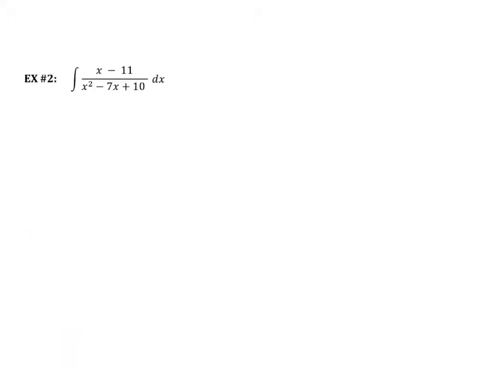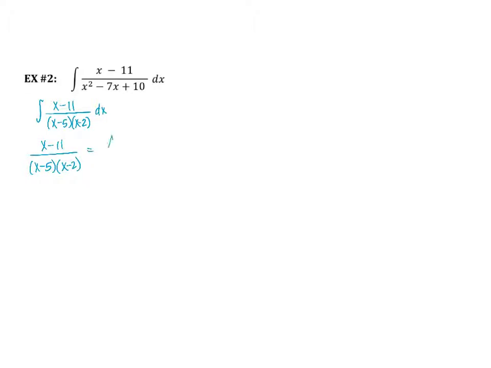Okay, for our next problem, instead of going through all of the algebra, we're going to use our shortcut. Of course, you still start out the same way. You definitely need to start out with factoring the denominator. So we're going to have the integral of x minus 11 over, and if we factor this, we have x minus 5 times x minus 2, dx. And now we do need to figure out what it was that we put together to get these fractions.